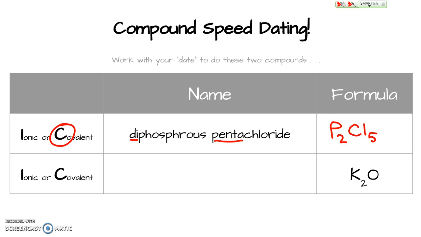Okay? Then on the next one, I look at this formula right here, and again, the thing we look for when we're looking at formulas is there any metals in there? If there are metals in there, it's going to be ionic, and potassium comes from the left side of the periodic table. That means it's a metal, so it's going to be ionic. So we simply write the name of the metal, potassium, and then we write the name of the non-metal, changing its ending to an IDE ending. So oxygen becomes oxide, potassium oxide.